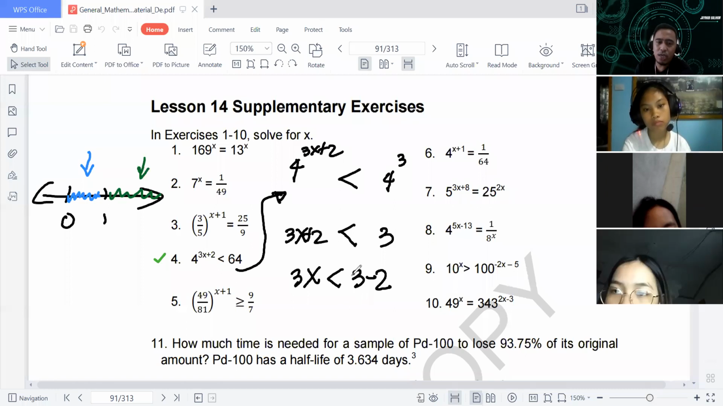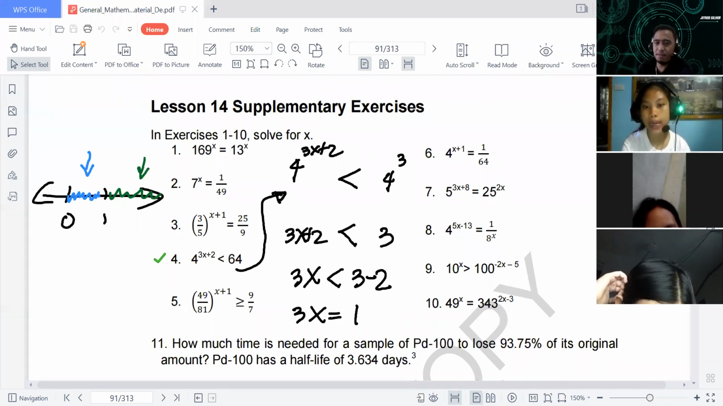By the way, does the inequality change when you transfer a term? When you transpose? No. When does the inequality change? When you multiply by a negative, or divide by a negative number. So no problem if we transfer. After that, it will be now 3x equal to 1. Right? Not equal, but less than. It should be less than 1.